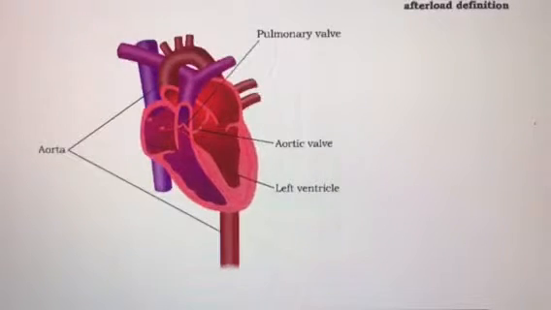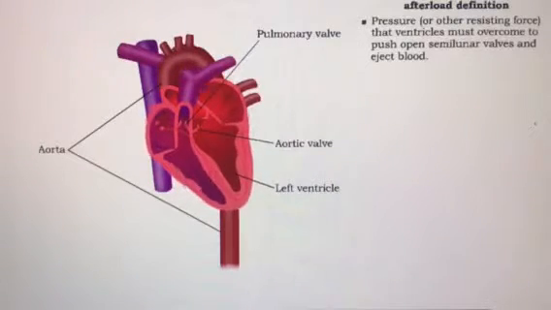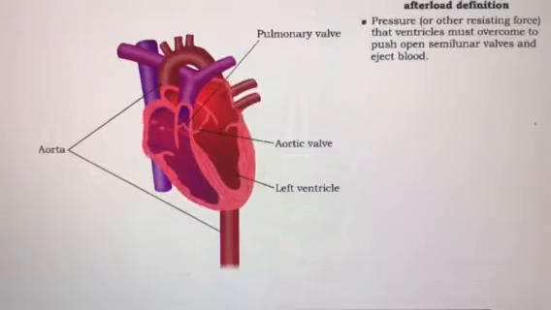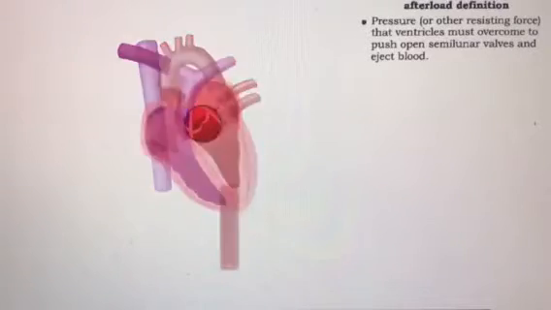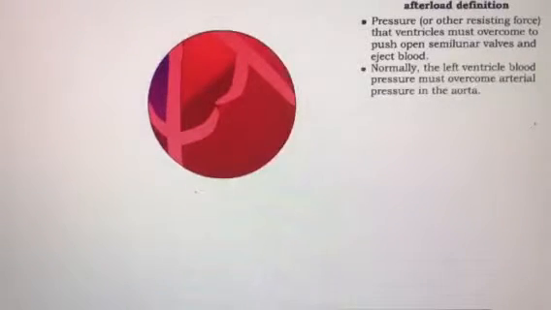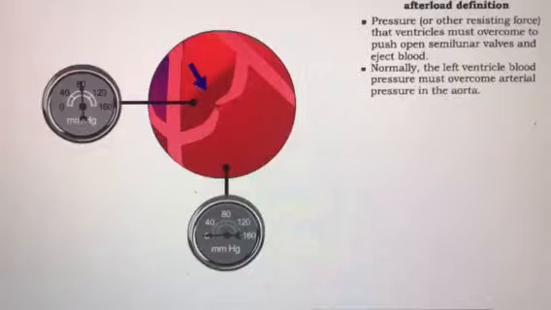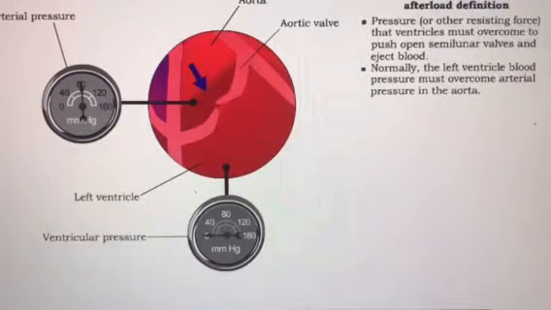Afterload is the pressure or force that the ventricles must overcome to push open the semilunar valves and eject blood. Blood pressure in the left ventricle must overcome arterial pressure in the aorta in order to open the aortic valve.